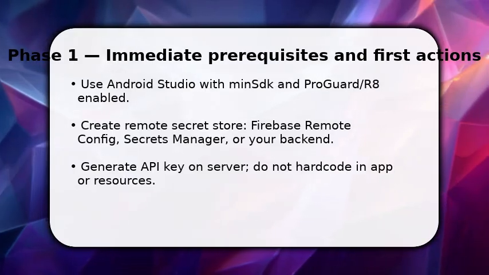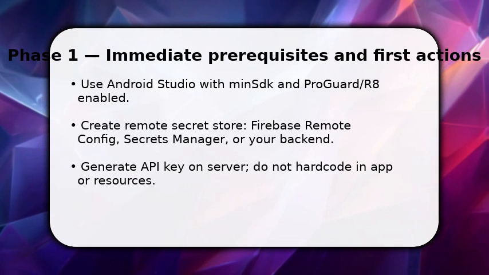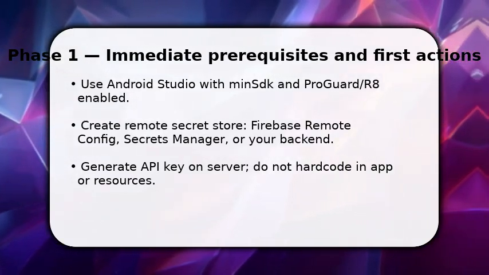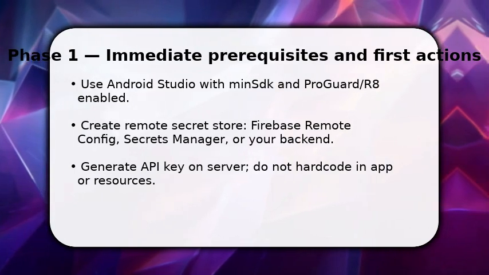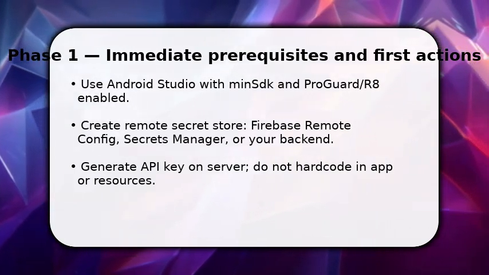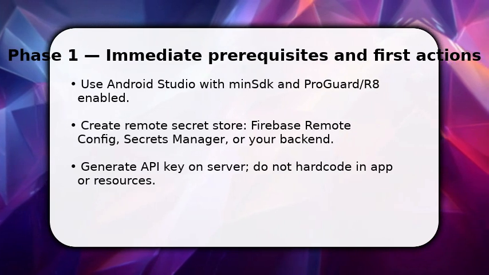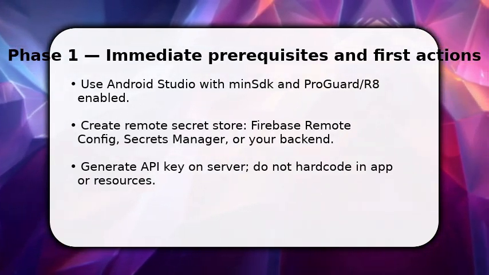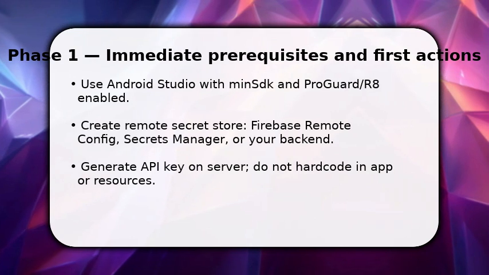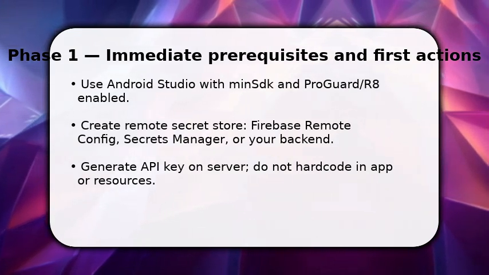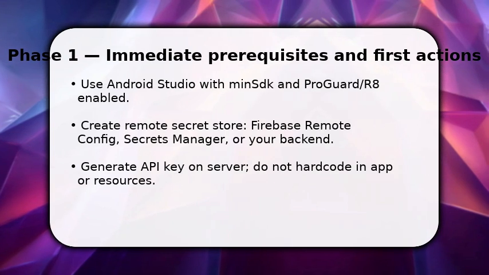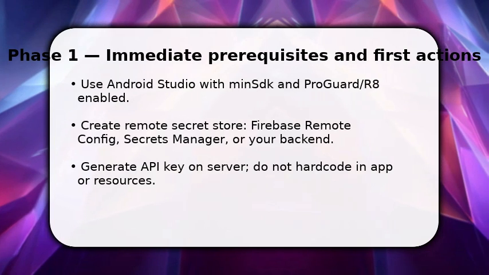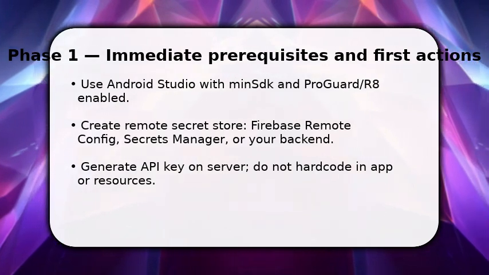You start by preparing the environment and moving the secret off the device. Create your API key on a secure server or cloud secret store, and enable ProGuard/R8 in Android Studio to shrink and obfuscate code. Once done, remove any keys from Gradle, XML, and strings.xml so they never compile into the APK. Make sure to set up authentication between app and backend. That way, the server mediates key usage, and you avoid leaking credentials directly from the client.